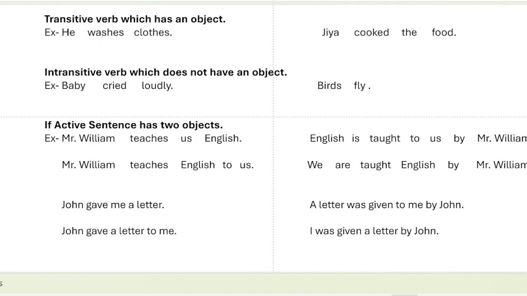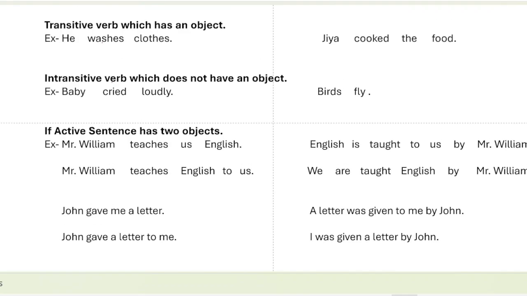First, we can change only those sentences into passive which have transitive verb. Now, what is transitive verb? Transitive verb means which has an object or action is passing on to something. Now, if you see an example, he washes clothes. He is a subject, washes is a verb, and clothes is an object.